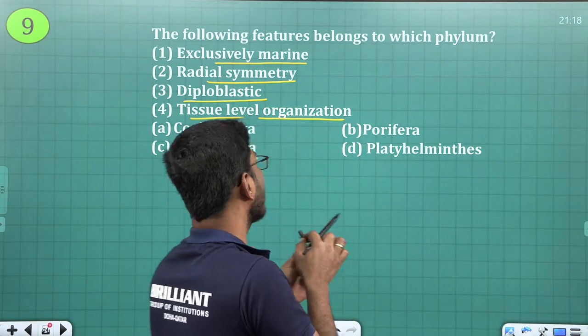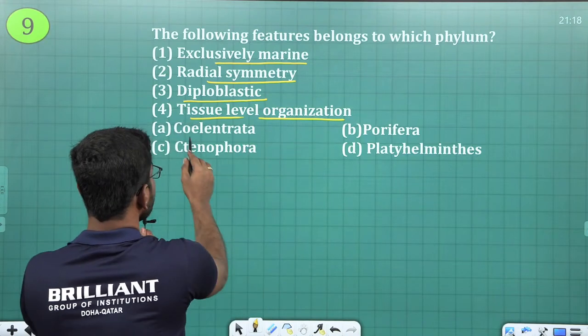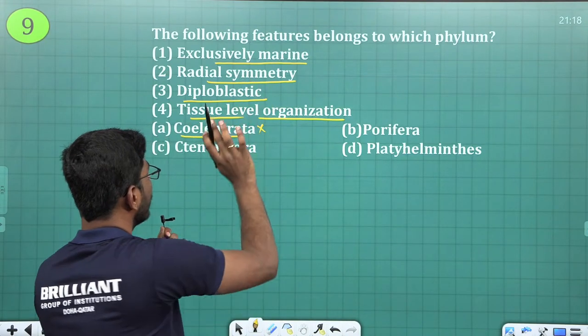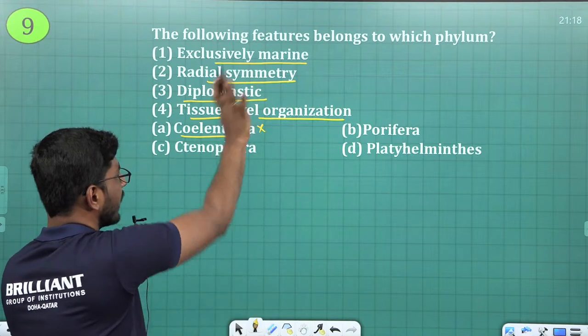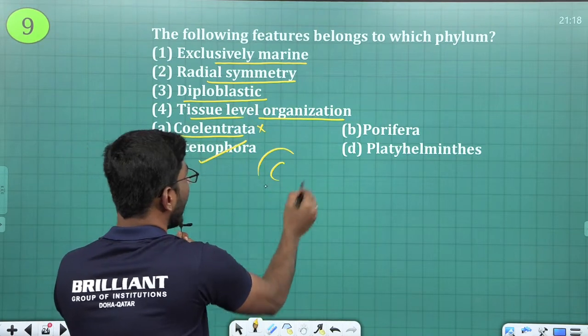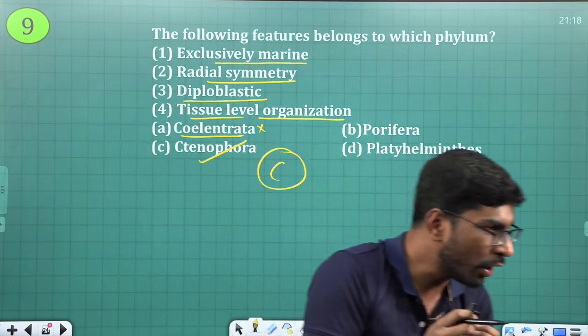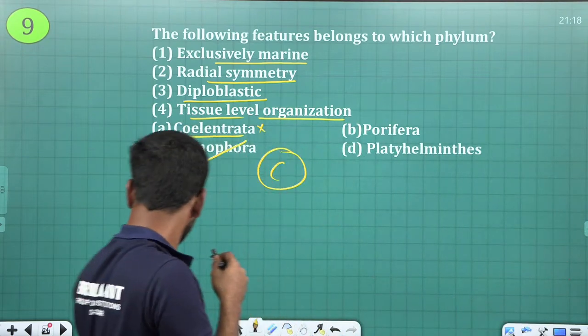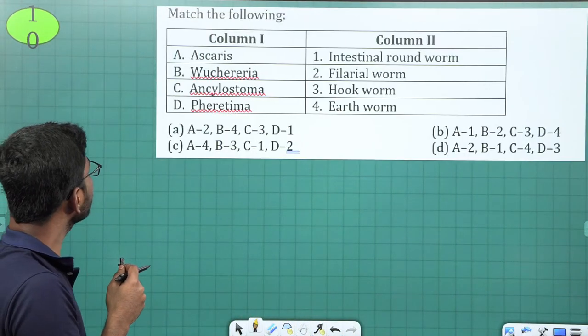So the correct answer for this question: Coelenterata, no, they are not exclusive. But cellular level, tissue level of organization, diploblastic, radial symmetry. Ctenophora, the answer is what? Option C. Option C, very good. Magastri, Kavya, Sai, very good, beta. Correct. Next question.